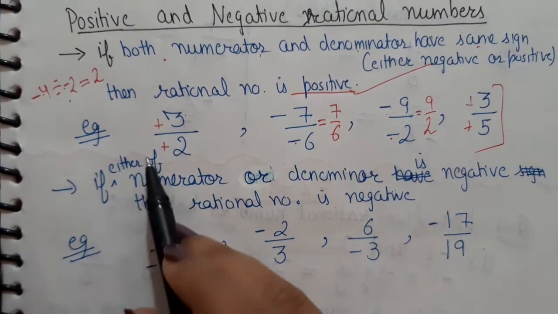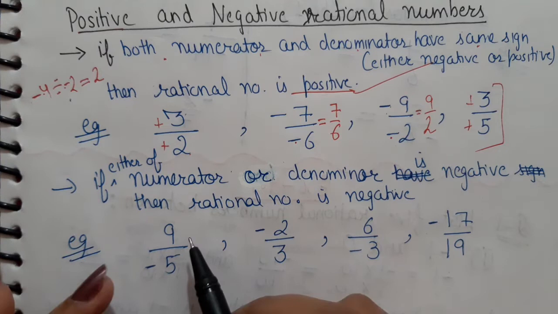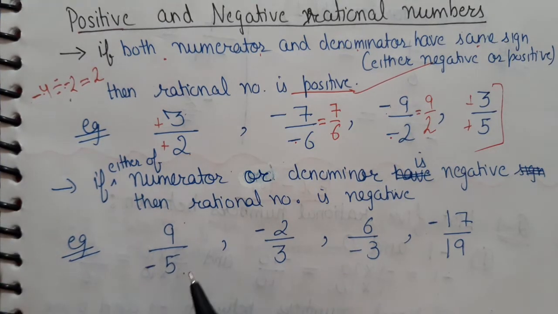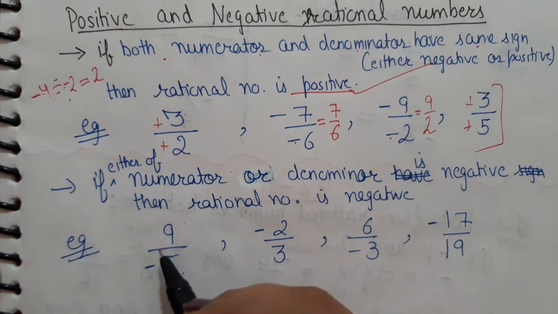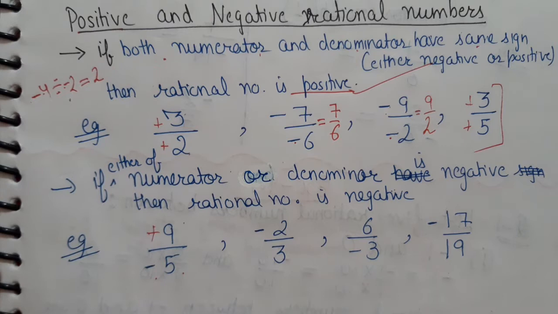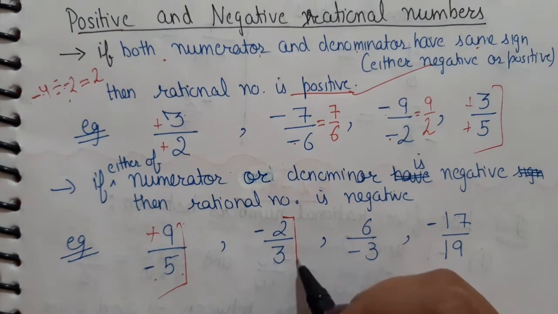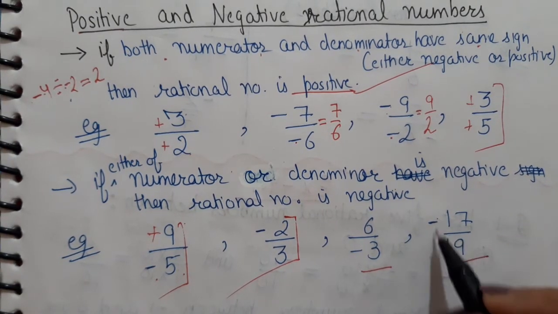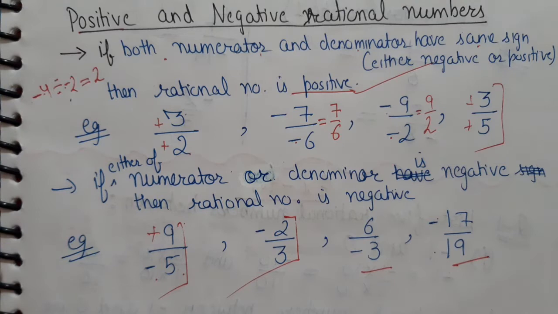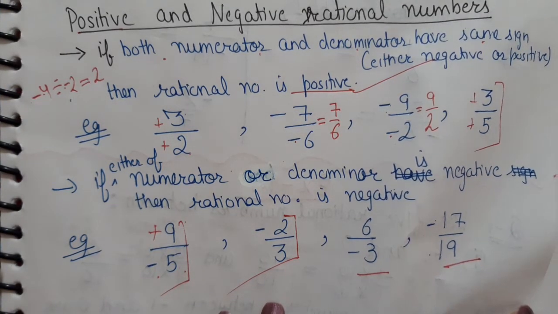Now if either the numerator or the denominator is negative, only one of them, then we will say that the given rational number is negative. Here the numerator is positive but the denominator is negative, so it is a negative rational number. Numerator negative, denominator positive, again a negative rational number. If either one, numerator or denominator, is negative, then we will say that it is a negative rational number.